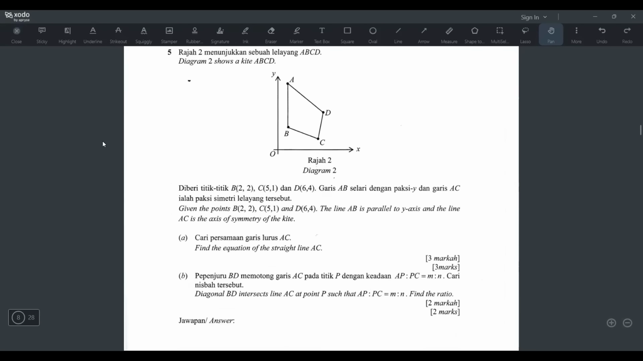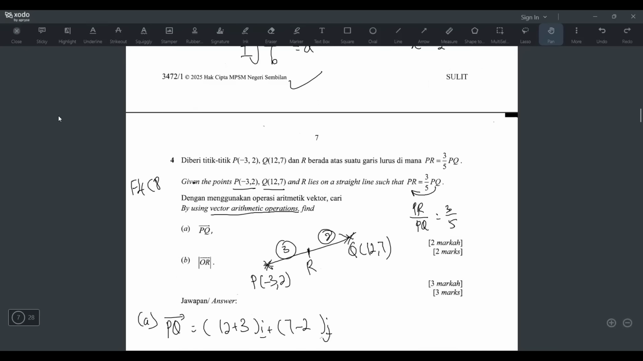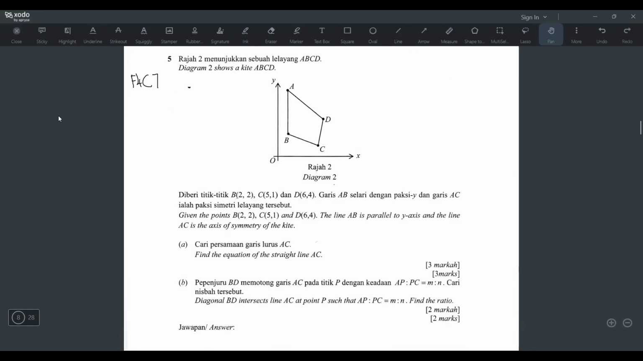Okay, let's do number 5. What chapter is this? This one is coordinate geometry. So it's from Form 4 chapter 7, I think. The vector is chapter 8, right? Yes, correct. Okay, let's read the question.